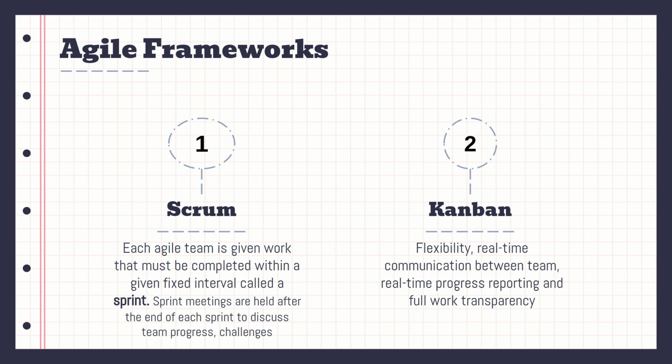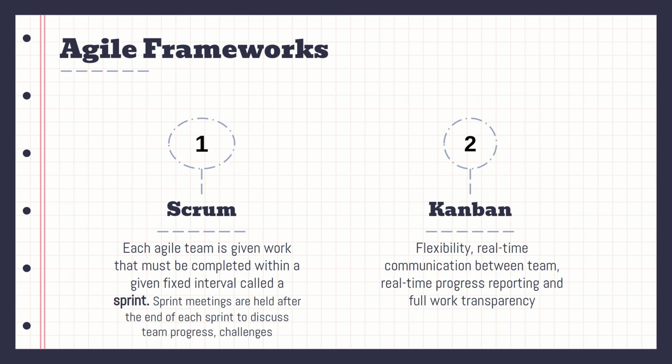Now let's look at another Agile framework, which is called Kanban. I find Kanban actually much easier than Scrum. In Kanban, there's no sprint, no fixed interval. Work is constantly added, and there's constant communication between the project manager or the project owner, the customers, and the delivery team, the development team. So there is constant communication between the two.